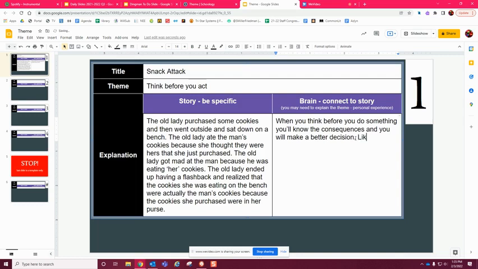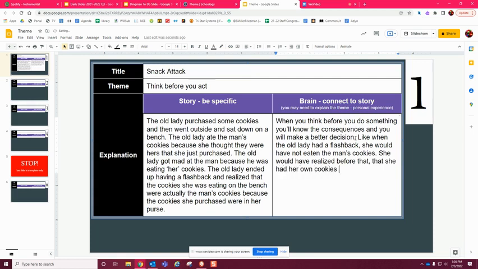So we could even say, like, when the old lady had a flashback, she would have not eaten the man's cookies. She would have realized before that she had her own cookies in her purse. Then the story wouldn't even happen. So if she would have thought through that, then that would be good.